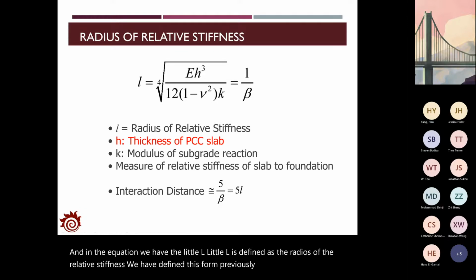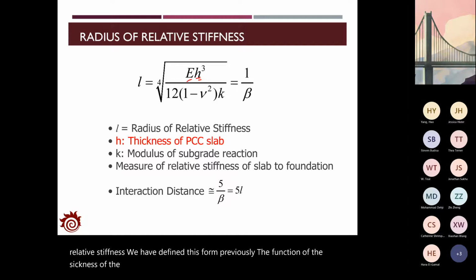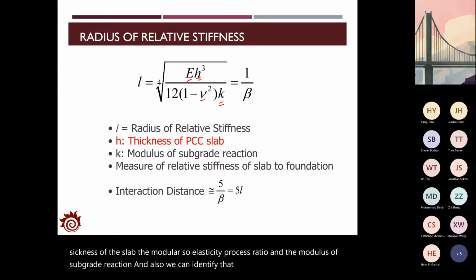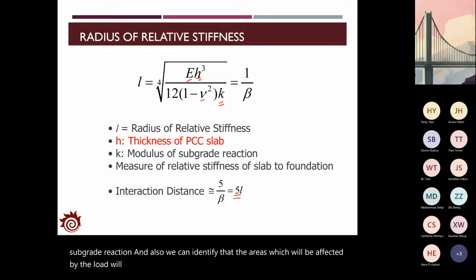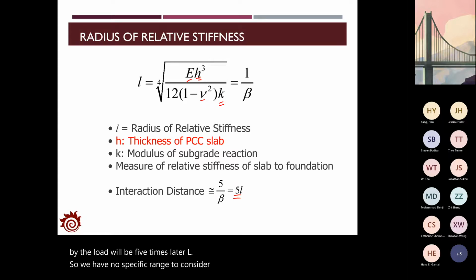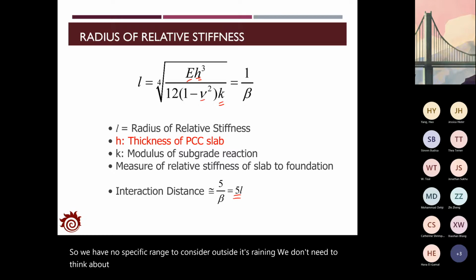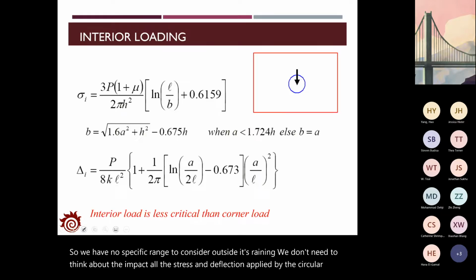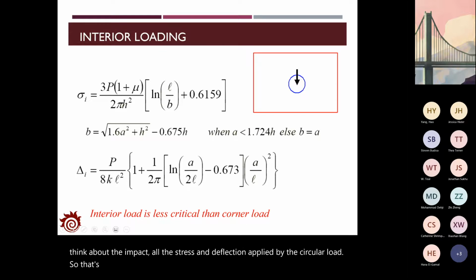It is a function of the thickness of the slab, the modulus of elasticity, Poisson's ratio, and the modulus of subgrade reaction. And we can also identify that the area which will be affected by the load is 5 times little l. So we have a specific range to consider. Outside this range, we don't need to think about the impact, or the stress and the deflection, applied by the circular load. So that's for the corner load.